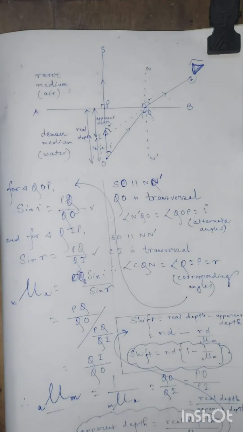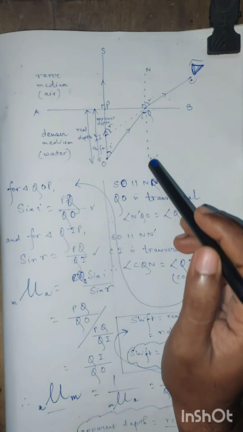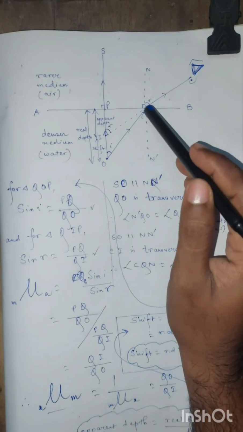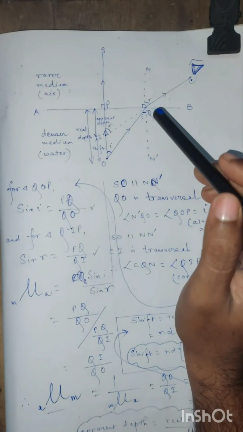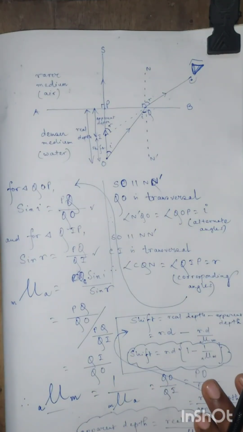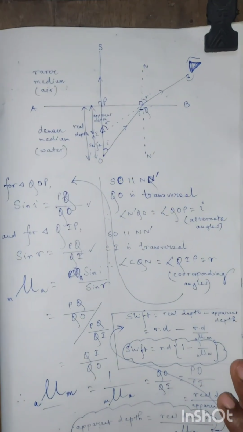Now we can find the relation between real depth, apparent depth, and refractive index of the medium. N dashed is the perpendicular at the point of incidence at point Q. So now let us find the relation.